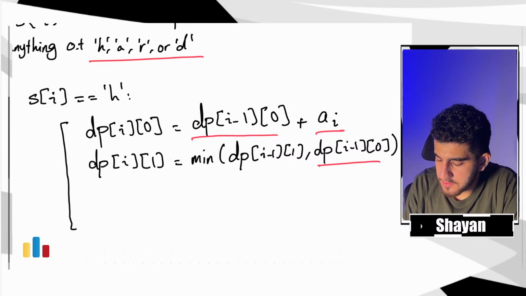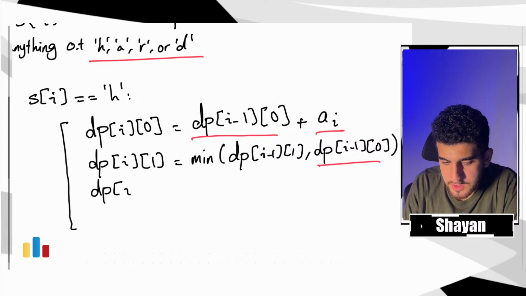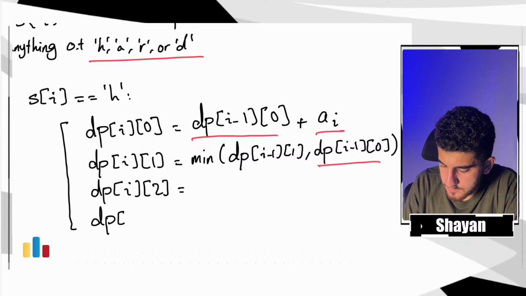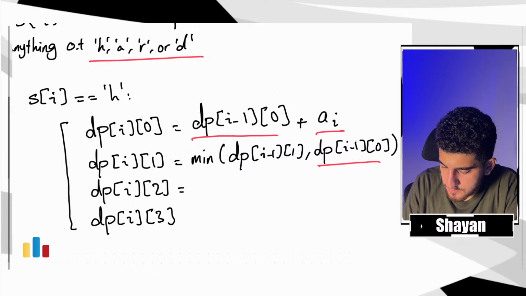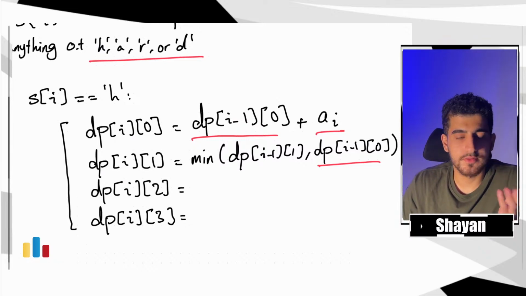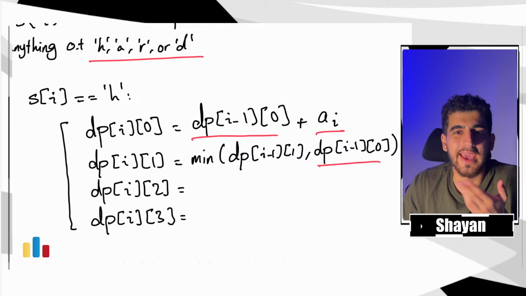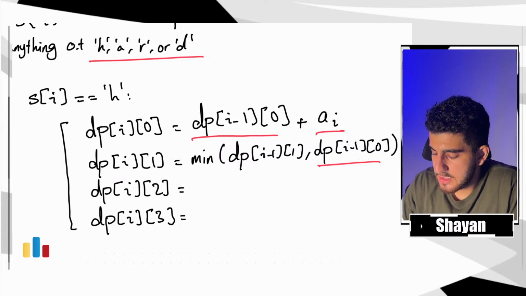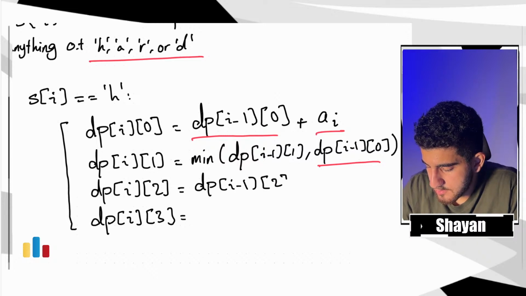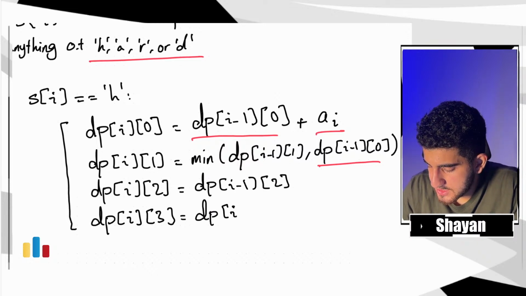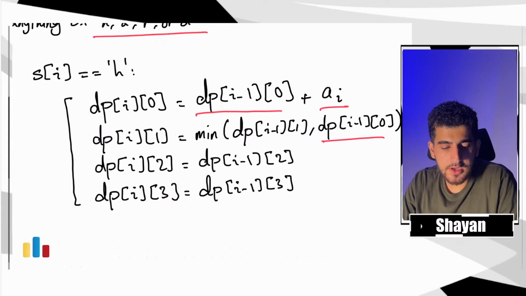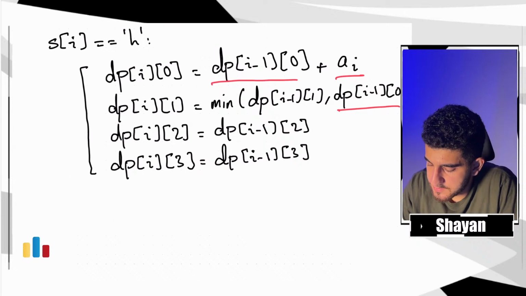But what about dp of I and 2 and dp of I and 3? Yes, they remain the same because nothing has changed. They are looking for A and R, but we have H, so it has nothing to do with them. So they remain the same. So nothing changes for them. So this is going to be all if it is H, but what if S of I is A?